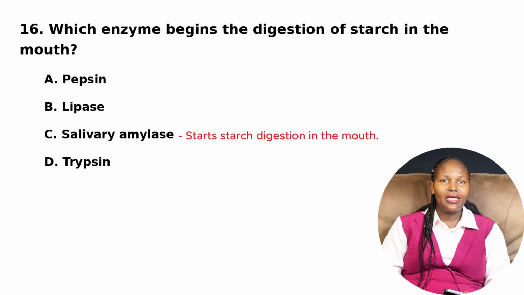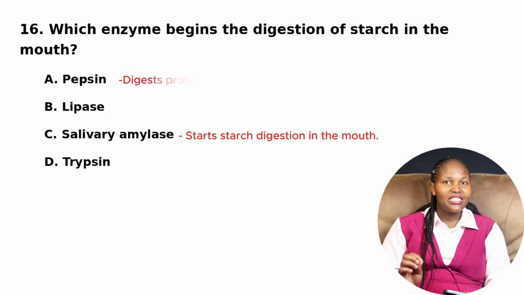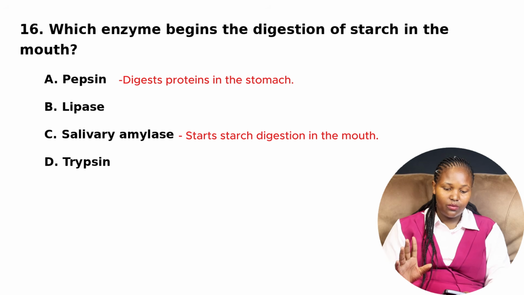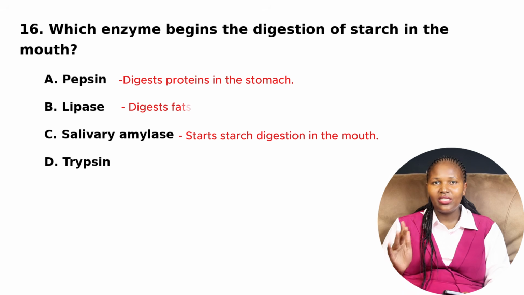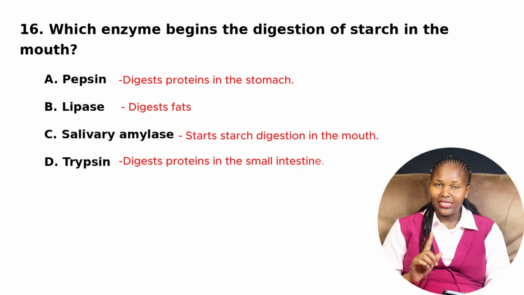Now, we can look at the other options and why they are not correct. That is also very important. So A, pepsin. Pepsin digests protein in the stomach. That is very important. What about lipase? Lipase is about fats. When I see the word lipase, I always connect it with fats. It is used to digest fats. And then trypsin. Trypsin helps to digest proteins in the small intestines. Trypsin is found in the small intestines, and it helps to digest proteins.